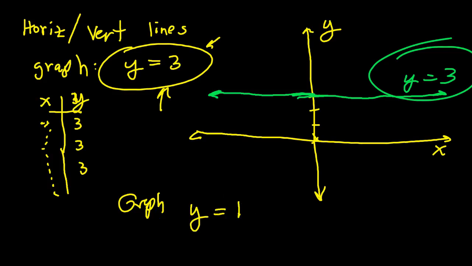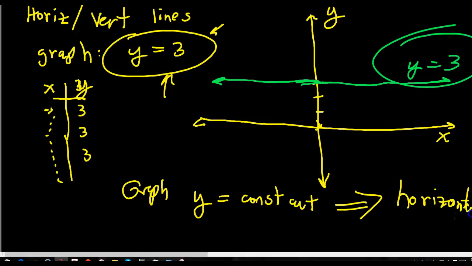Anytime you've got a task to graph something of the form y equals some constant, let me write that out. If y equals constant, 3 or otherwise, that's going to be a horizontal line, just like the one we've graphed above, with the y-intercept being whatever that constant is. Y equals constant, horizontal line, okay? Let's talk about vertical lines.